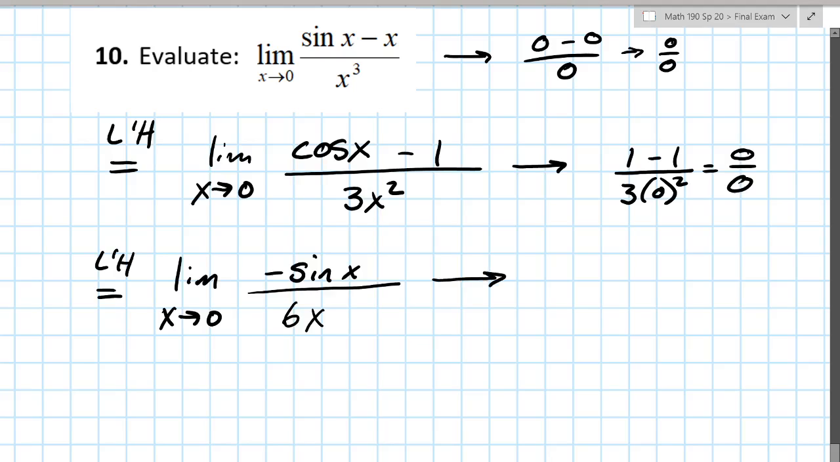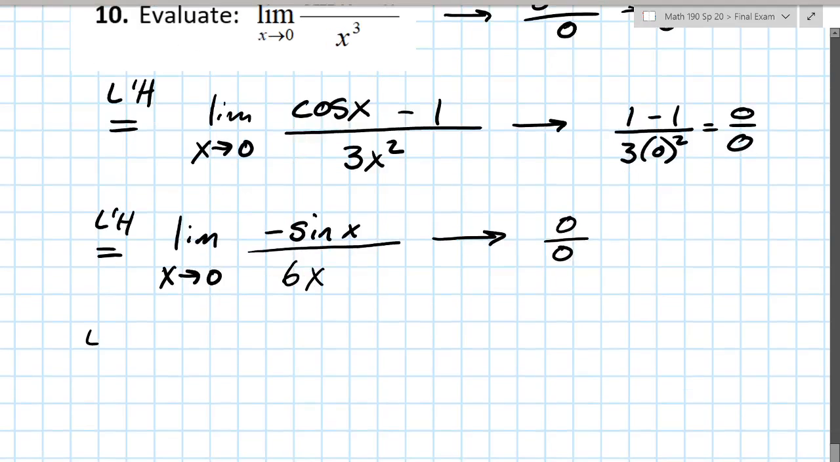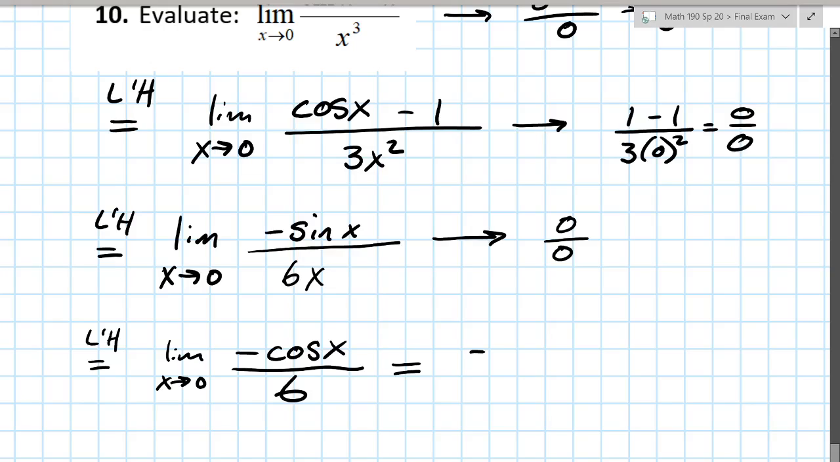Applying direct substitution, we have a limit in the form 0 over 0 because the sine of 0 is 0. So we apply L'Hopital's rule one more time. The derivative of the top is negative cosine of x. The derivative of the bottom is 6. Now when we apply direct substitution, the cosine of 0 is 1, so we have negative 1 divided by 6.